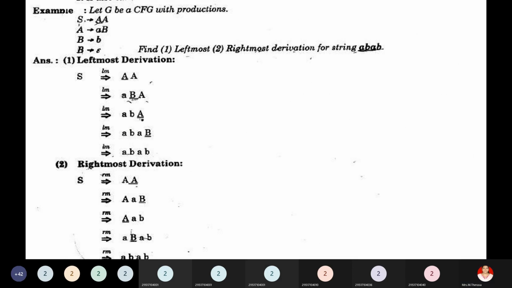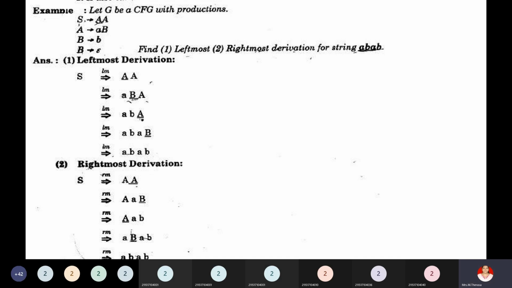Okay, next. So we'll see another example for leftmost and rightmost derivation. Let G be a CFG with production. So there are some production rules given here: S tends to AA, A tends to aB, B tends to b, B tends to epsilon. So can anyone tell me what are the variables here? Here the variables are S, A, B. That is capital N. Capital N is the set of non-terminals. What are non-terminals? Capital S, capital A, capital B.